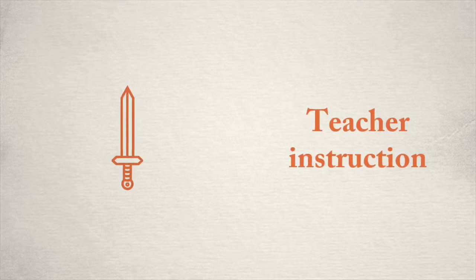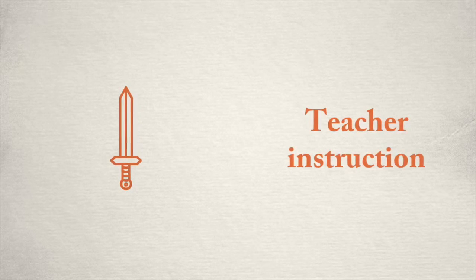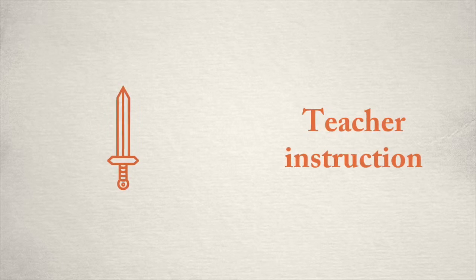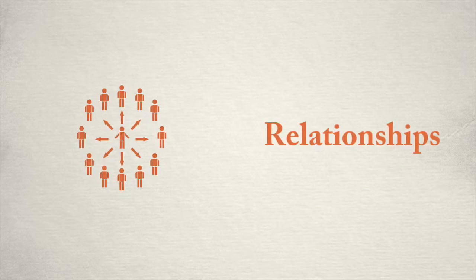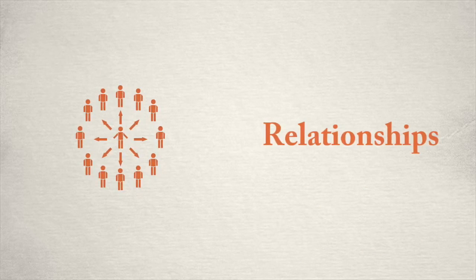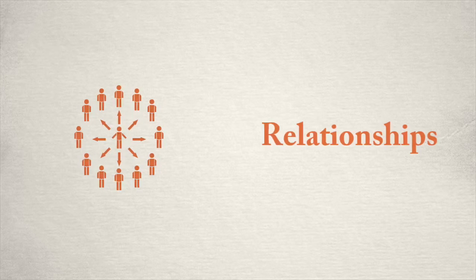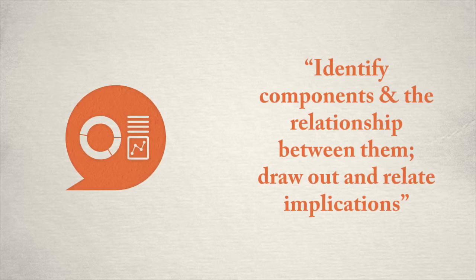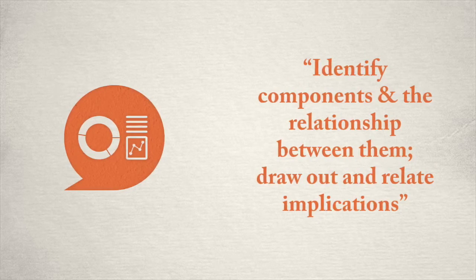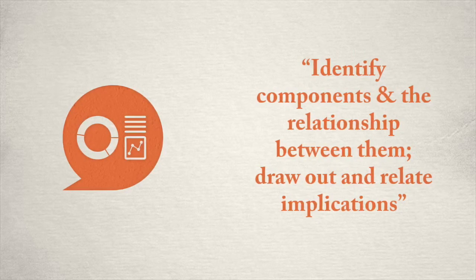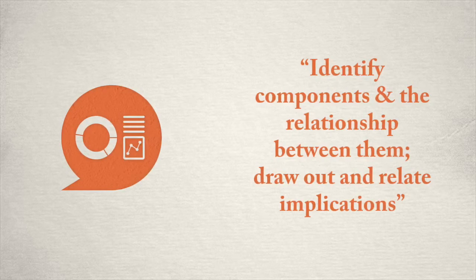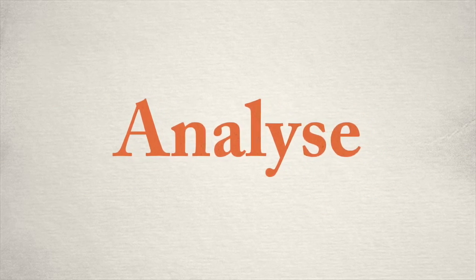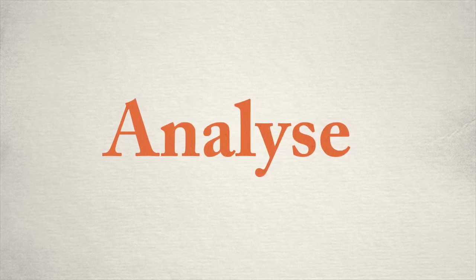Or a larger size class with a teacher that concentrates on content might be okay for students who are passionate but others aren't as engaged. Or a classroom with relationships built on trust might have better and more open discussions than another one. All of these conclusions were made by identifying the components of the class and the relationship between them, then drawing out and relating the implications. You're being expected to do the same thing when a HSC question asks you to analyse.